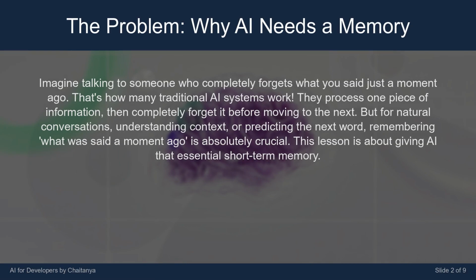Imagine talking to someone who completely forgets what you said just a moment ago. That's how many traditional AI systems work. They process one piece of information, then completely forget it before moving to the next. But for natural conversations, understanding context, or predicting the next word, remembering what was said a moment ago is absolutely crucial. This lesson is about giving AI that essential short-term memory.